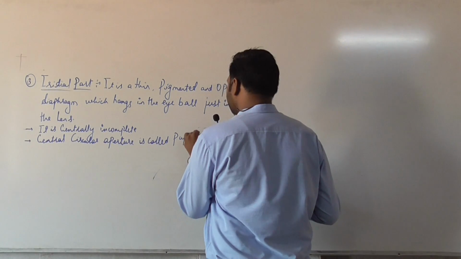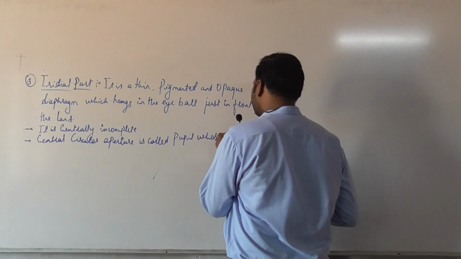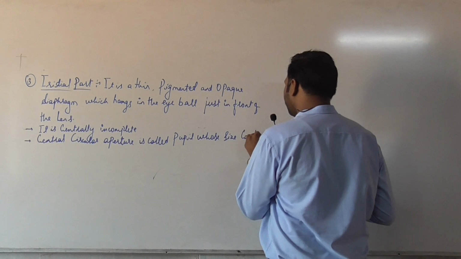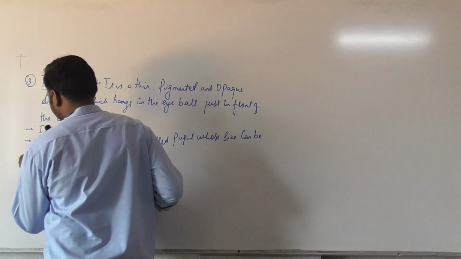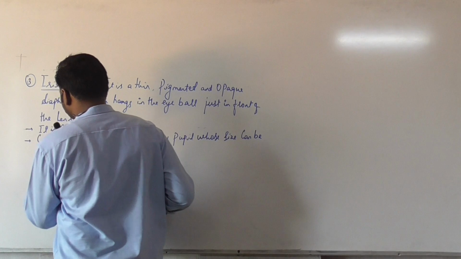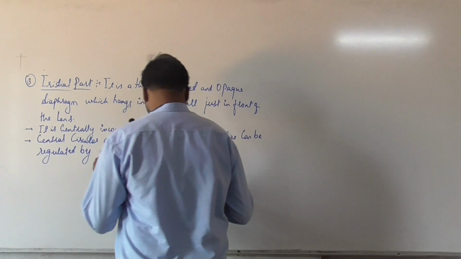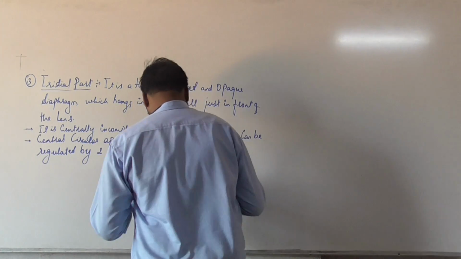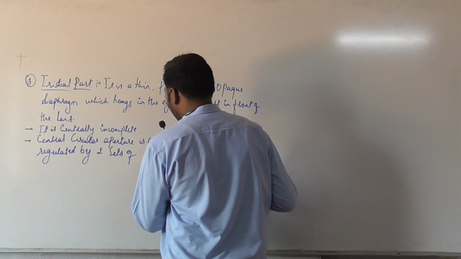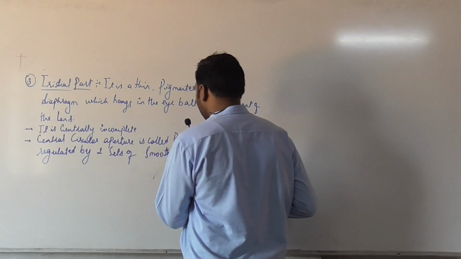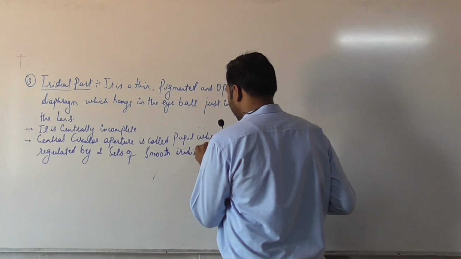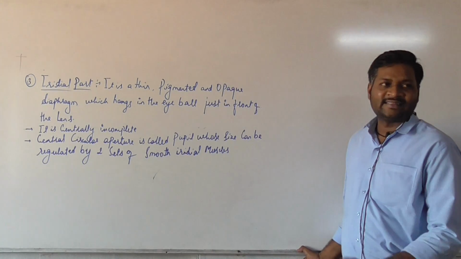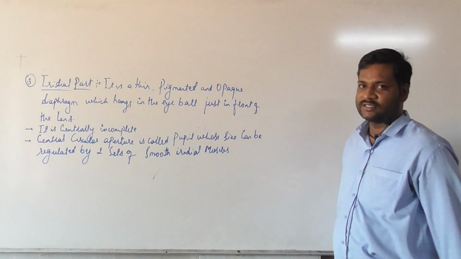So that is the pupil whose size can be regulated by two sets of smooth iridial muscles. So this aperture or the pupil, its size can be regulated by the iridial muscles or the two sets of iridial muscles. Now which are these two sets?